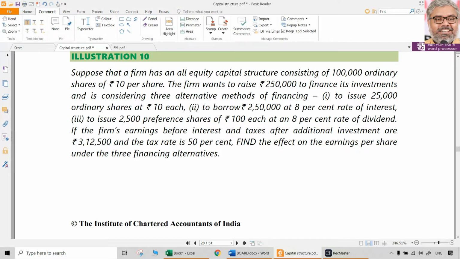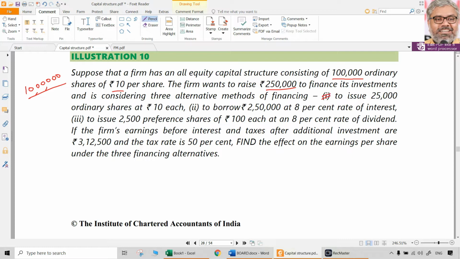Suppose that a firm has an all equity capital structure consisting of 1 lakh ordinary shares of 10 rupees each. That means they already have an equity share capital of 10 lakh rupees. The firm wants to raise 2,50,000 rupees to finance its investments and is considering 3 alternative methods of financing. It has 3 alternative methods of financing under scrutiny.